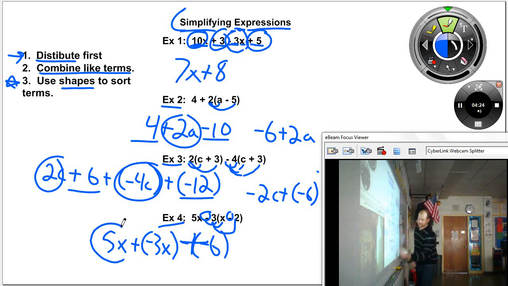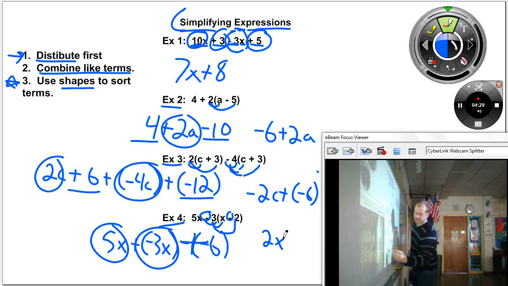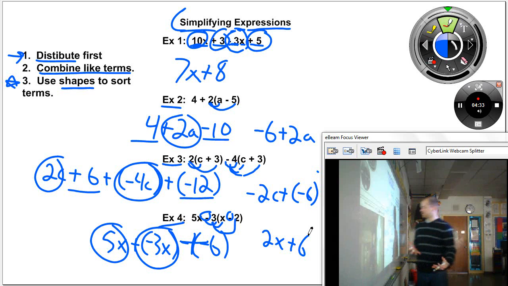So when we combine our like terms, we have 5x, negative 3x, which will give us a 2x, plus 6. And that's how we simplify our expressions.